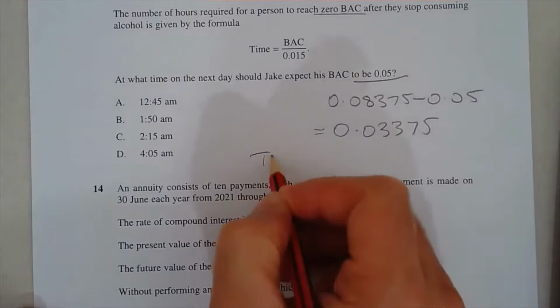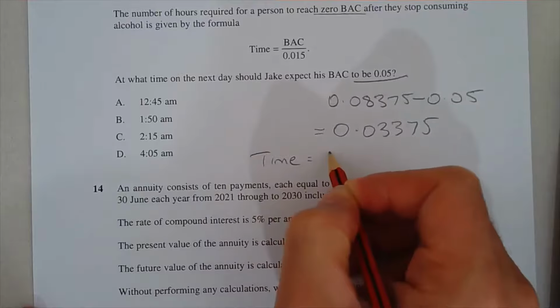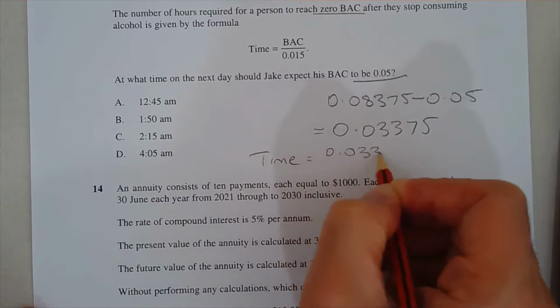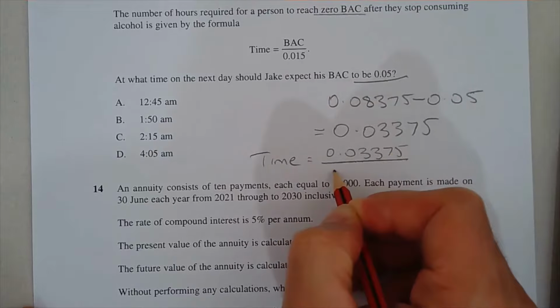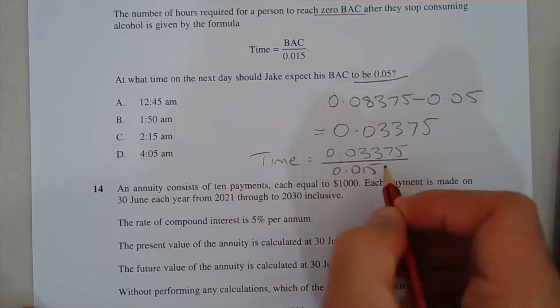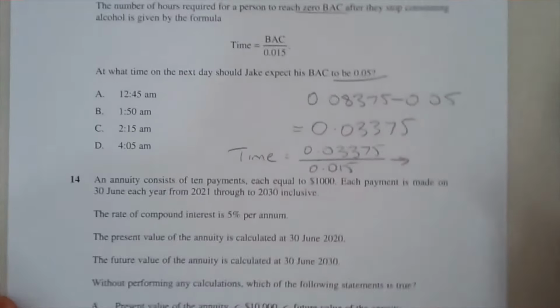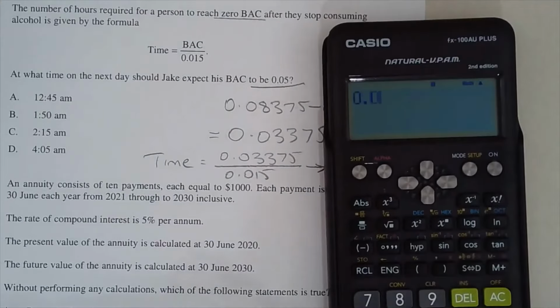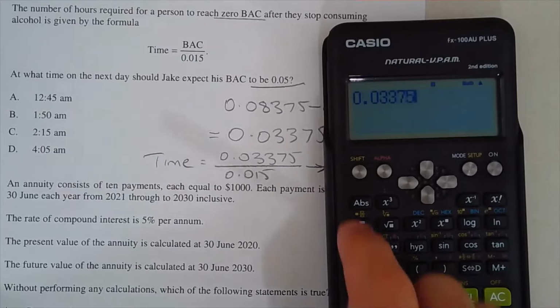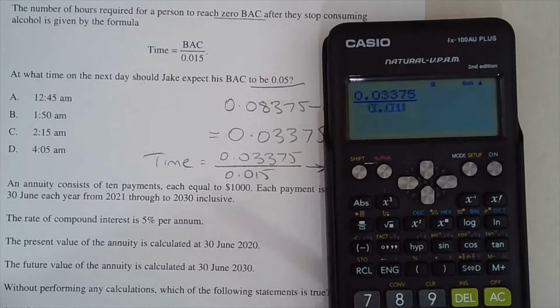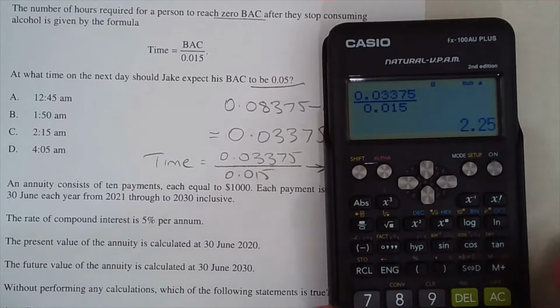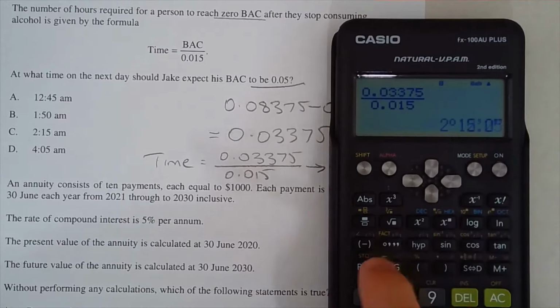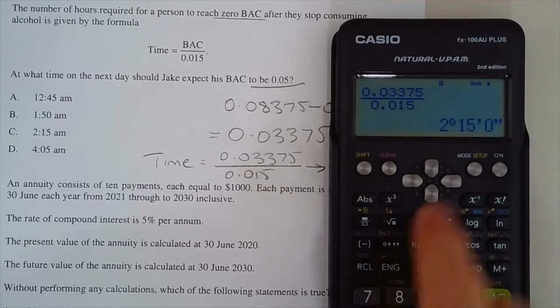So time is equal to 0.03375 over 0.015. Okay, so 0.03375 over 0.015, and we get 2¼ hours. Okay, so if you press the degrees, minutes, seconds button, that's 2 hours and 15 minutes.